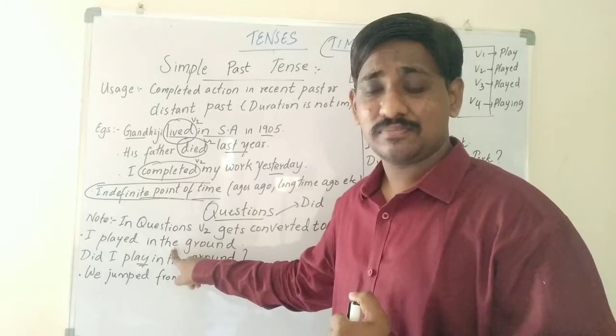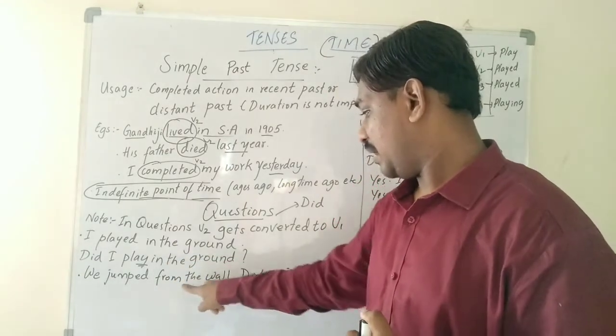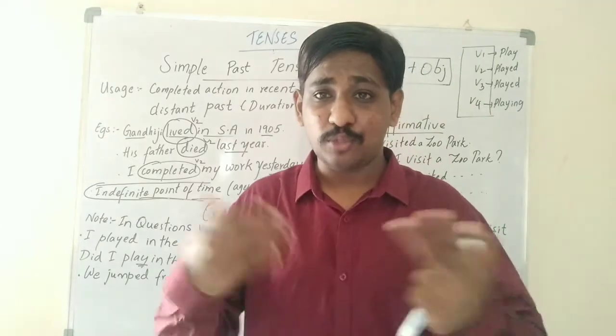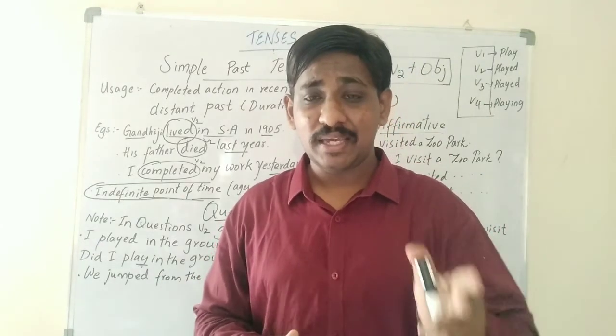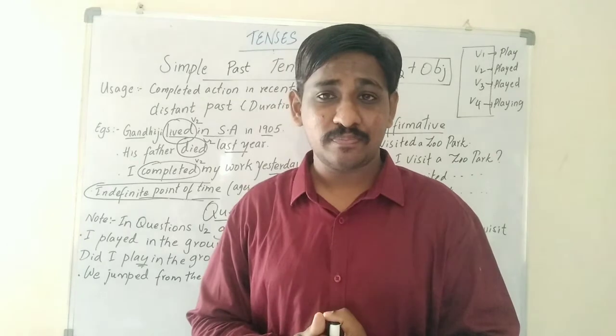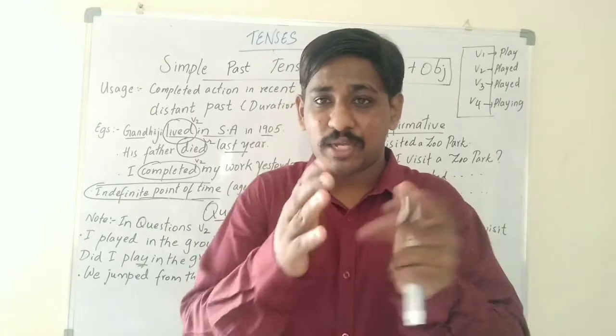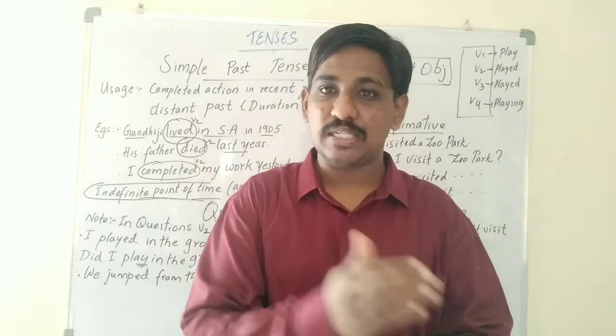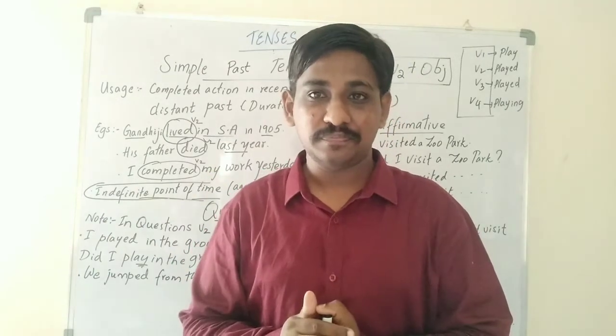Correct. One more example. Okay, he jumped from the wall. Jumped, V2. Did he jump from the wall? So let me bring some confusion here to you, okay? I'll make some sentences. Find out whether they are in simple present or simple past and make questions.